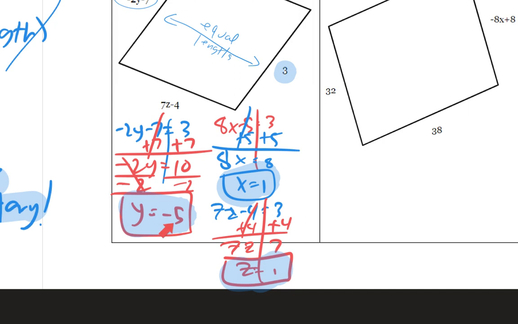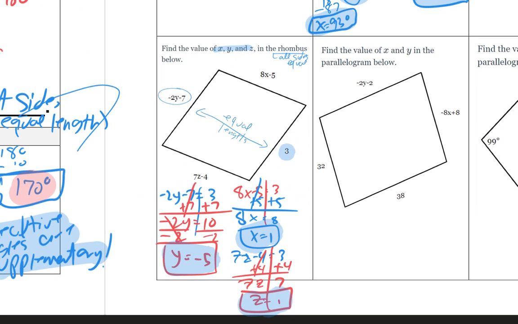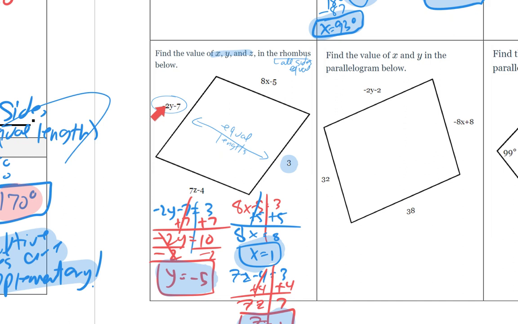Don't be concerned that these values are negative, because some of you might be thinking, how can a side be negative? But it's not the side. We didn't say the side is negative. We said negative 2 times negative 5, which is positive 10, minus 7 gives us 3. All right, keep it moving.